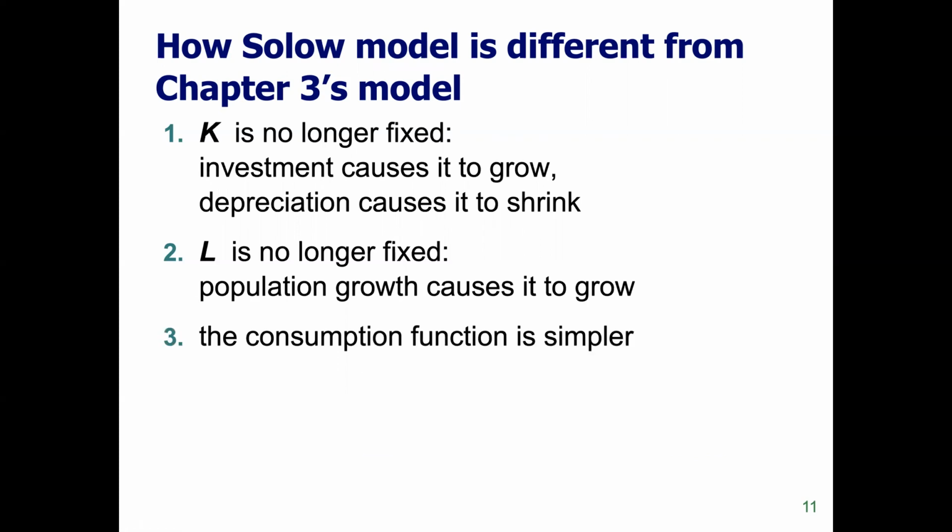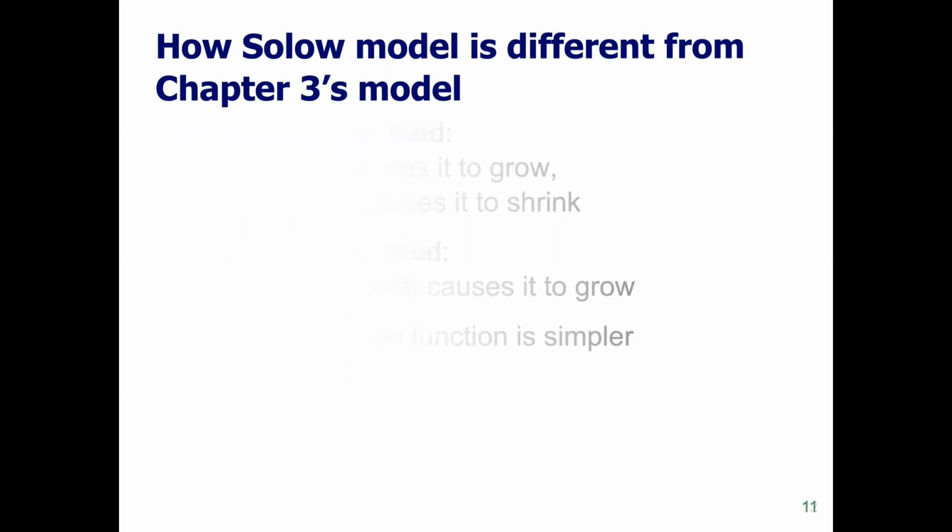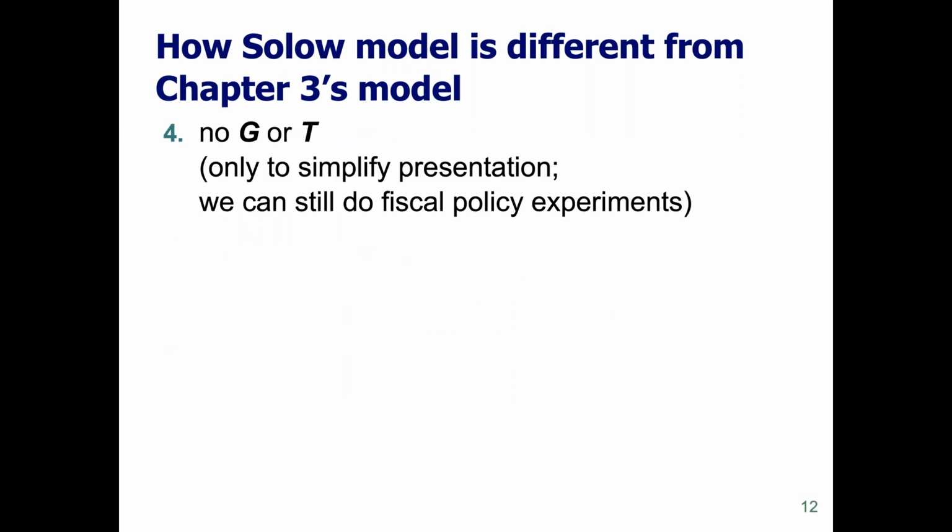We're complicating things in some ways, and to make the model manageable, we'll simplify in some others. We're going to make the consumption function simpler. We're going to leave out government purchases and taxes. That's only to simplify the presentation. We'll represent fiscal policy experiments by changes in the national saving rate. And there's some other small differences.